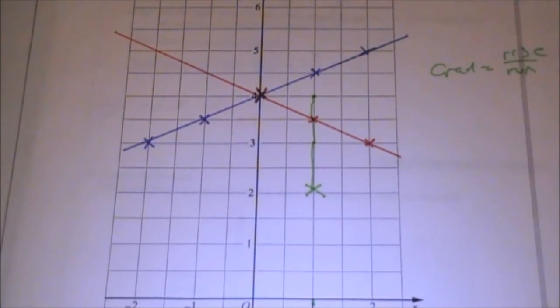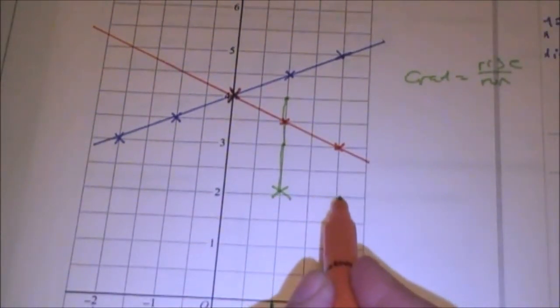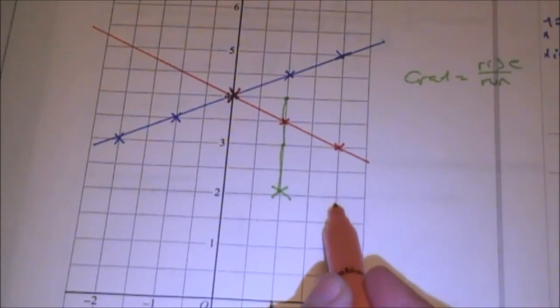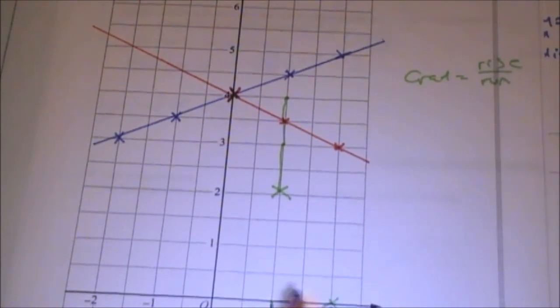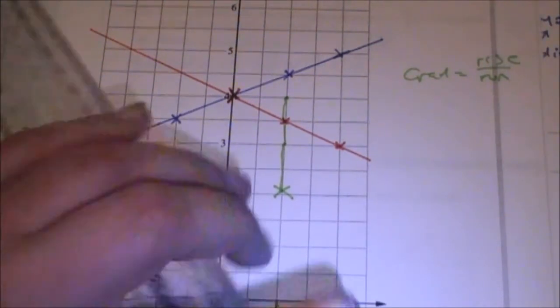So that's actually my next point. I go across 1 whole 1 and I come down 2 whole 1s. Now I can draw that line in.